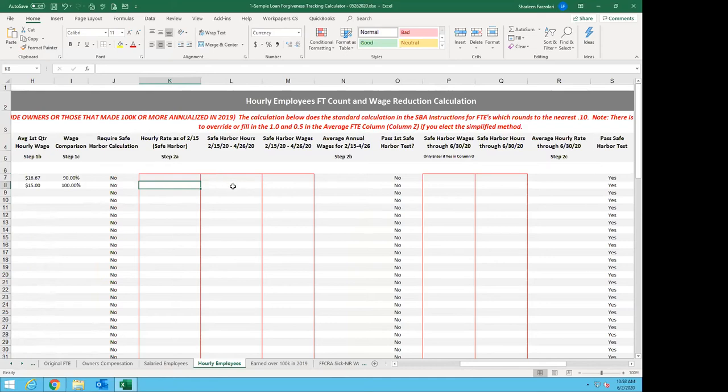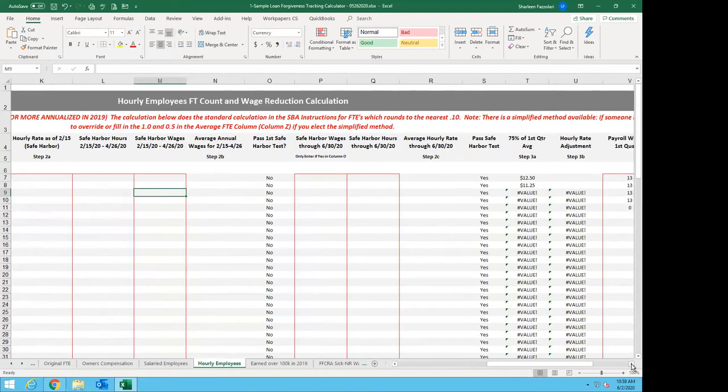Then they look at the safe harbor hours and wages from February 15th to April 26th, because that covers the period where companies were affected the most by the coronavirus with wage reductions. So what it does then is it looks to see, was the employee's wages reduced over this period compared to February 15th. If they were reduced during this time, then you can do a second safe harbor test. If they were not reduced, you don't need to do the second safe harbor test.